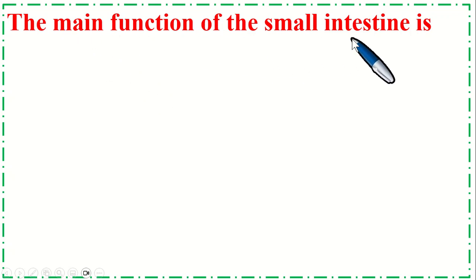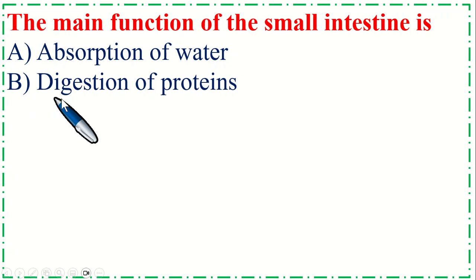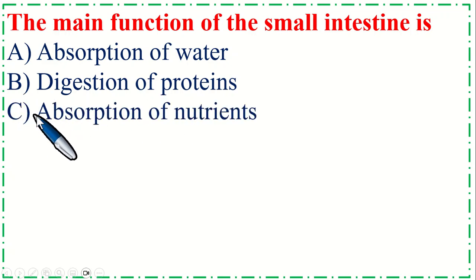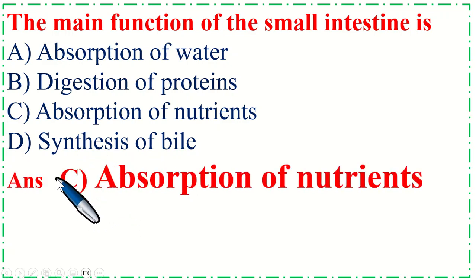The main function of the small intestine is option A, absorption of water, B, digestion of proteins, C, absorption of nutrients, and option D, synthesis of bile. So the correct option is C, absorption of nutrients.